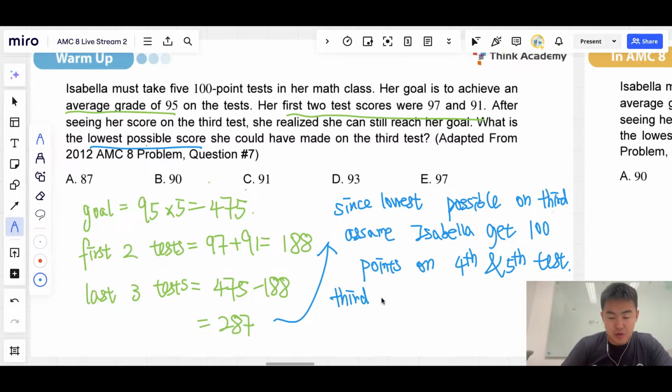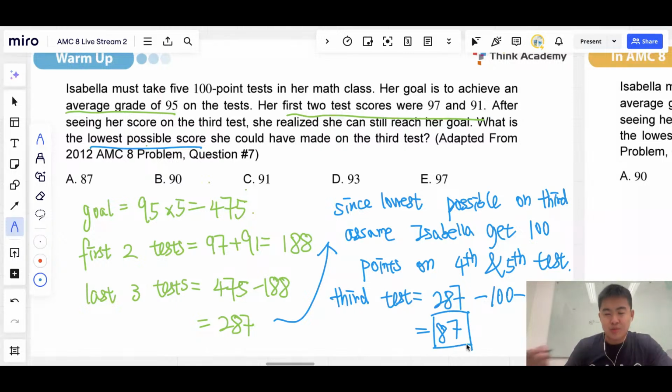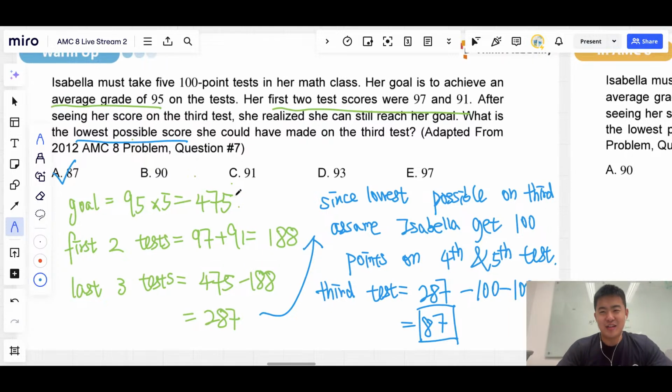So for the third test, we are going to have 287, which is the total score for the last 3 tests, minus the possible maximum for tests 4 and 5. We should get 287 minus 200, which is 87. Okay, so the lowest possible score for Isabella to get on the third test should be 87. That's why we choose option A. Okay, so that's for this problem.